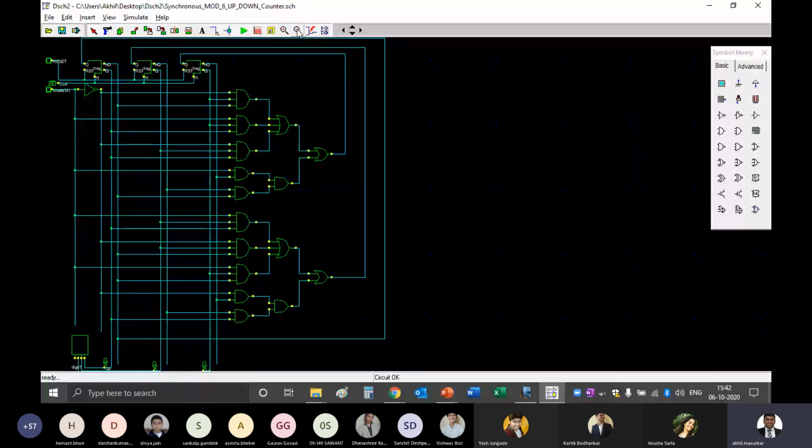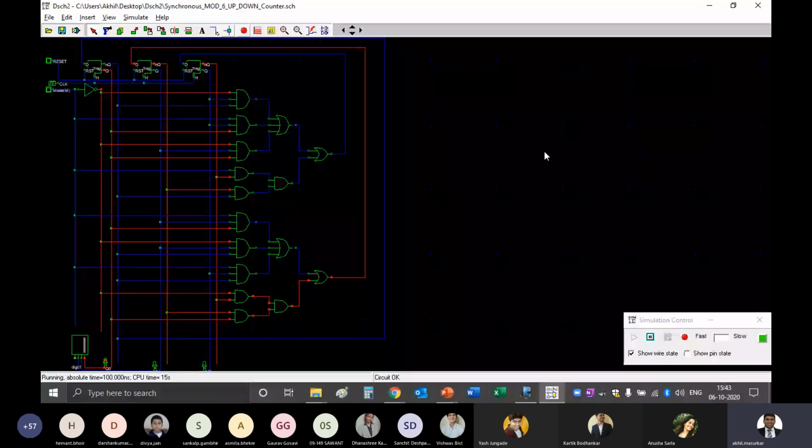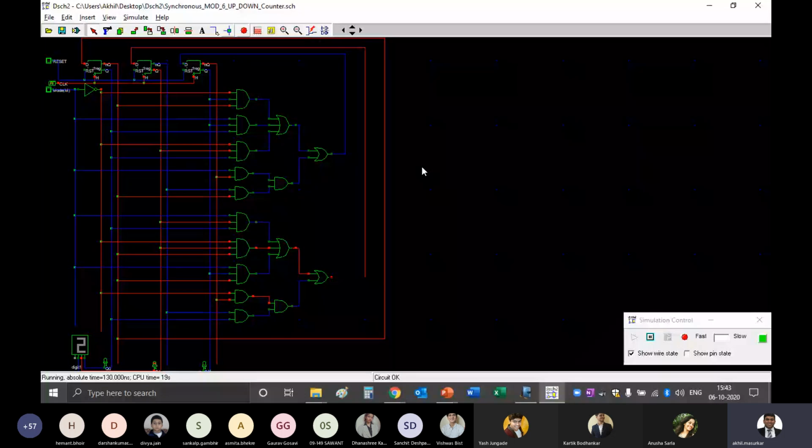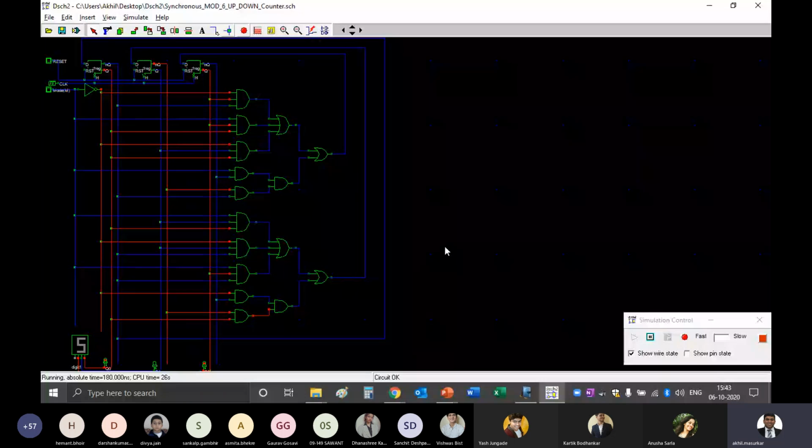So first thing is I will reset. I have already sent you the code for this, so you can simply open it in DSCH. First I will reset, make it 1 and then immediately make it 0. Now by default you can see mode is 0 only. So it will start counting up. The moment you reset, it will start counting up. After 5 it becomes 0. You can see in the corner that after 5 it becomes 0.